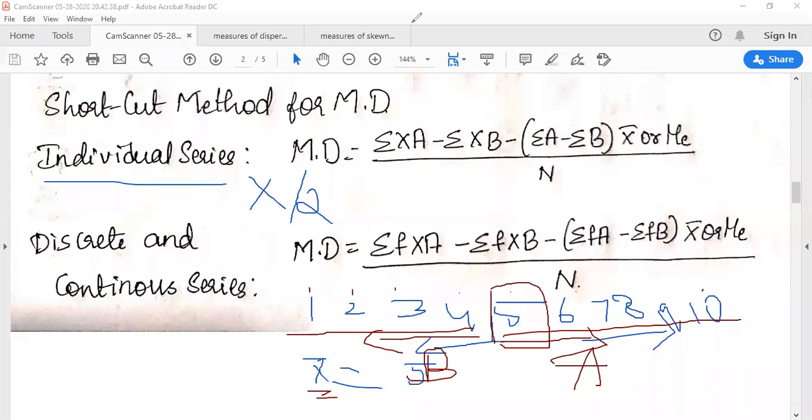Now similarly for both discrete as well as continuous series, you will again have to divide the data into A and B, and then multiply that with the frequency. Okay, x into a first and then with the frequency. Now summation fxa minus summation fxb is equal to summation fa minus summation fb into arithmetic mean or median, whichever you have calculated, that should be multiplied, divided by n. So this is the shortcut method of mean deviation.